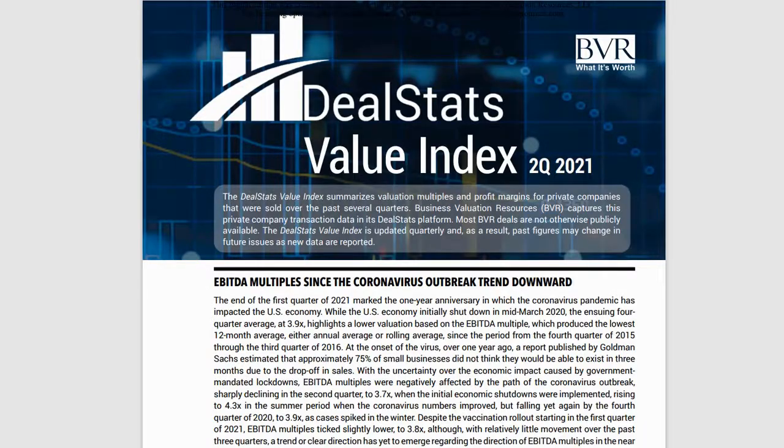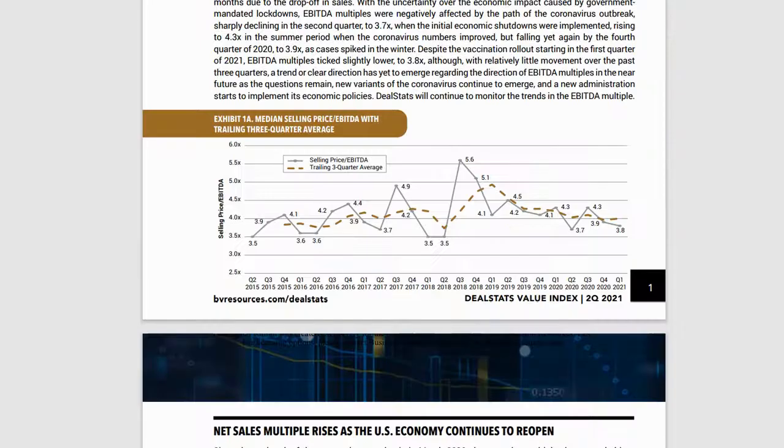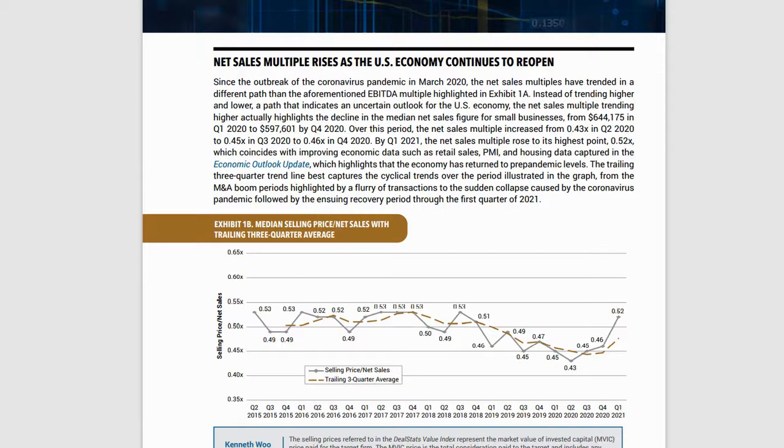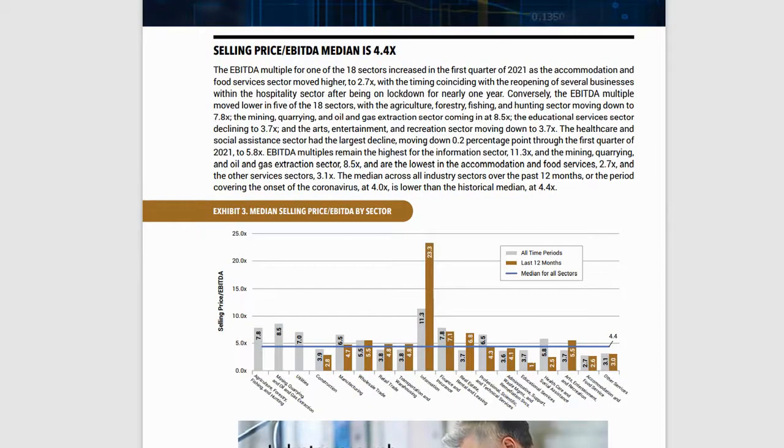Access to the DealStats platform provides you with a subscription to the DealStats Value Index, a quarterly publication providing 26 pages of analysis and trends on private company transactions in the DealStats database. The publication covers trends in EBITDA multiples by quarter. It also provides analysis on net sales multiples by quarter. Additionally, you will find information on EBITDA multiples and net sales multiples by industry, by company size, and more.